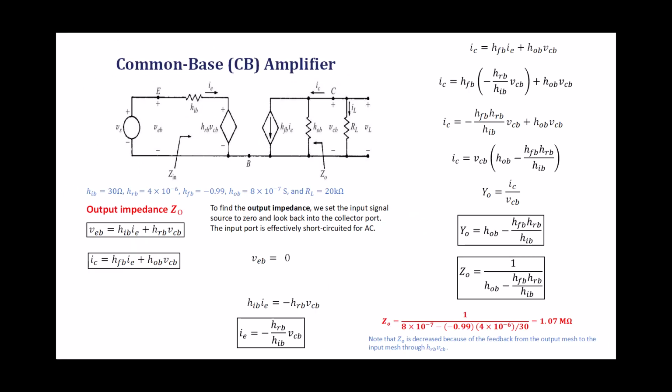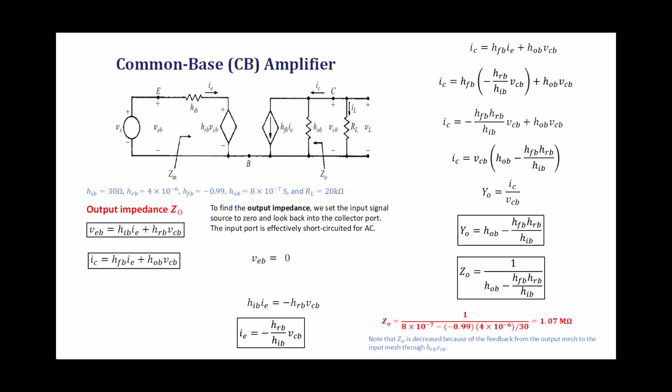Finally, let's find the output impedance, ZO. To find an output impedance, the standard approach is to set the input signal source to 0 and look back into the port we are interested in. In this case, the collector port. Setting Vs to 0 means VEB becomes 0 as well. So effectively the input port is short circuited. Starting from IC equals HFBIE plus HOB VCB, and knowing that with VEB equal to 0, HIBIE equals negative HRB VCB, we can solve for IE equals negative HRB over HIB times VCB.